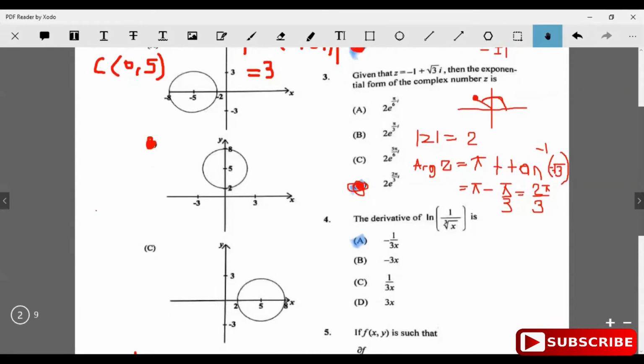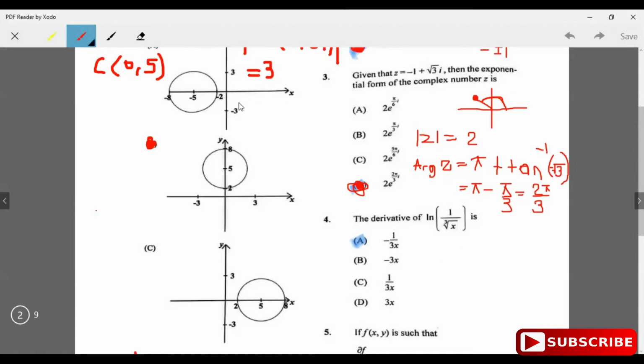Question 4 is asking us for the derivative of this function. The best way to do this is, when you're differentiating a log function, remember that the differential of ln u is 1 over u times du. So call this here u, and just rewrite it as x to the minus 1/3. Very good. So we just need to find du.